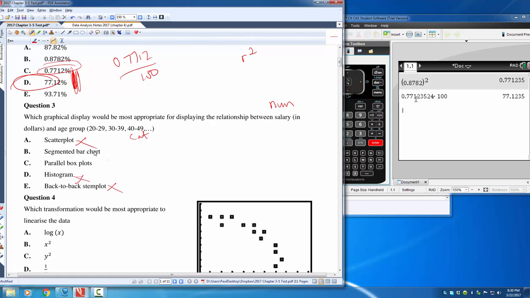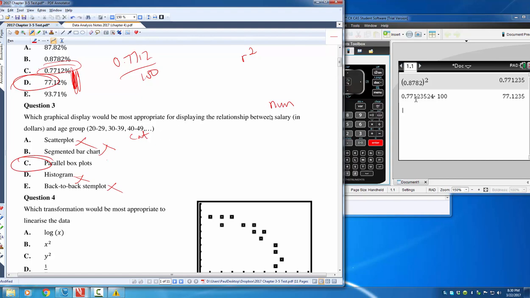I've got two variables here. Segmented bar chart. Well, how could we show it? We've got a categorical variable, which may be appropriate to put in a segmented bar chart, but what are we segmenting it on? So no, can't happen. Therefore, parallel box plots is the only, or the most appropriate, way of demonstrating this.